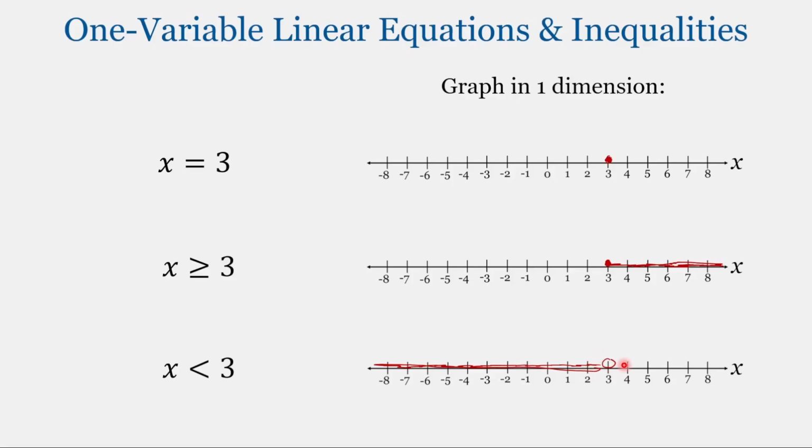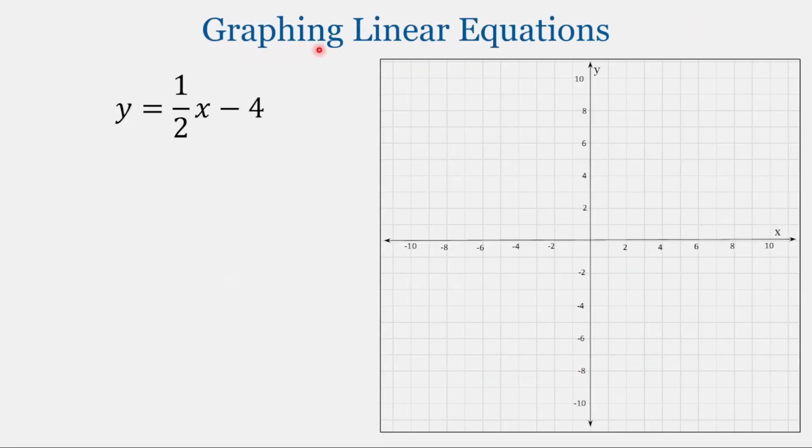For these two inequalities, we have a boundary at the number 3, and then we're going to shade one side or the other. Now let's review graphing linear equations. And today, all of our linear equations and inequalities are going to be written in slope-intercept form. And the great thing about inequalities is that those same tools and techniques we use to graph lines, we're also going to use to graph inequalities.